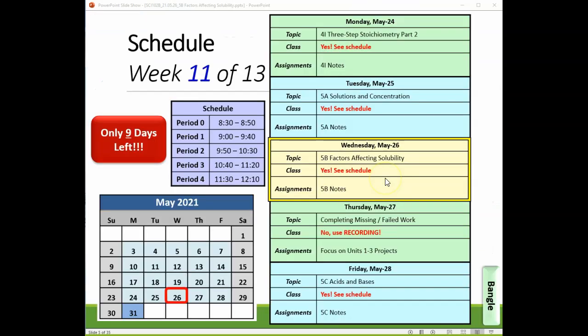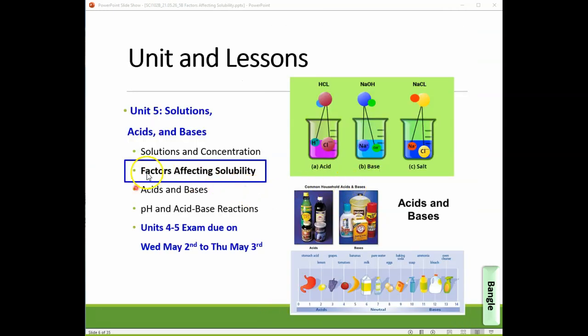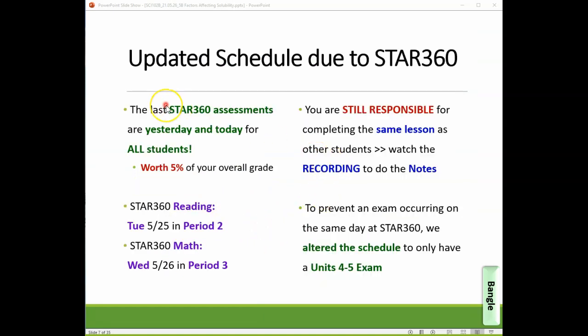But let's go ahead and talk about some announcements. There are only 9 days left of the trimester. We are officially into the single digits, crazy to think about. Today is Wednesday. We're going to be talking about 5B, factors affecting solubility, and completing the 5B notes. All right, so again, this is where we're at. You do have an exam coming up. Don't forget that STAR 360 should be done on the day that this lesson is due, right?